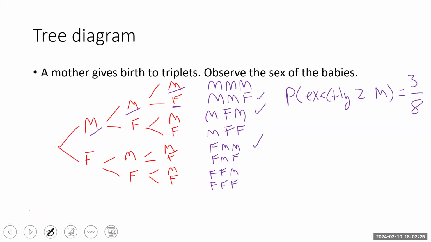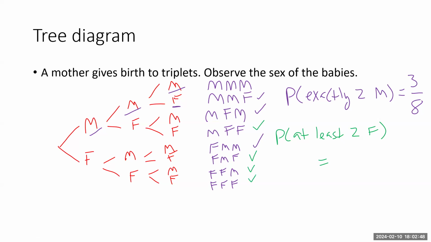Okay. Now, what if I wanted the probability of at least 2 females? Okay. Well, there I need to count at least 2. At least 2 means 2 or more. So the first one has 0. The second one has 1, 1. This one counts. That one doesn't. This one counts. This one counts. This one counts. Okay. So the probability of at least 2 females, there's 4 ways to get that out of the total 8. Okay. So these tree diagrams can help us organize our answers.